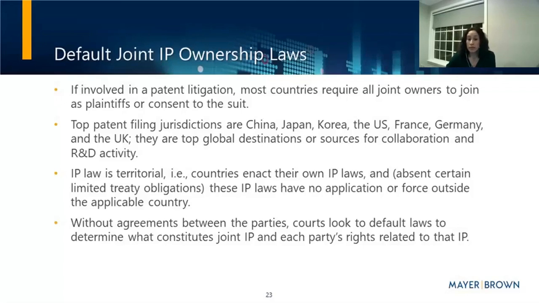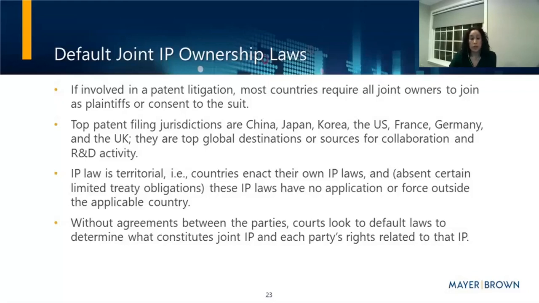Because IP law is territorial, and by that I mean that countries enact their own IP laws and these IP laws have no application or force outside the applicable country, management of jointly owned IP can be made a little bit more clear where the ownership rights of each party are allocated among different fields of use or different territories. But without agreements between the parties, courts look to default laws to determine what constitutes joint IP and each party's rights related to that IP.